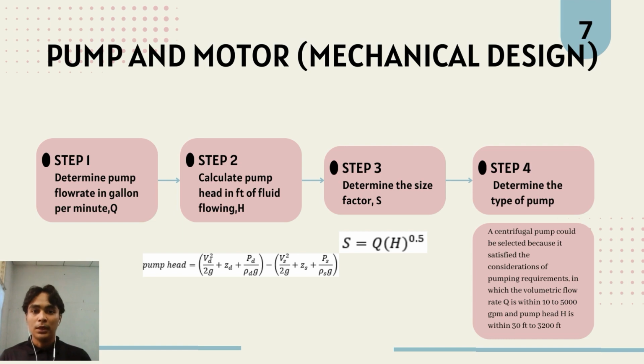Step 4 is, by determining Q and H, we can decide which pump we could use for our own application. Usually, a centrifugal pump could be selected because it satisfies the pump requirements, in which the volumetric flow rate Q is within 10 to 5,000 gallons per minute, and the pump head is within 30 to 3,200 feet.